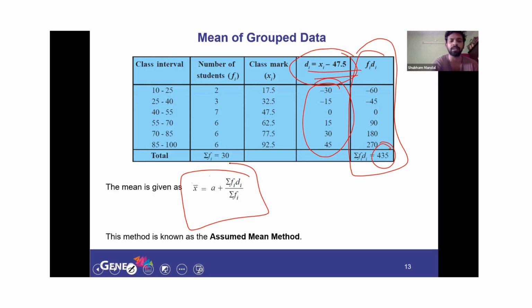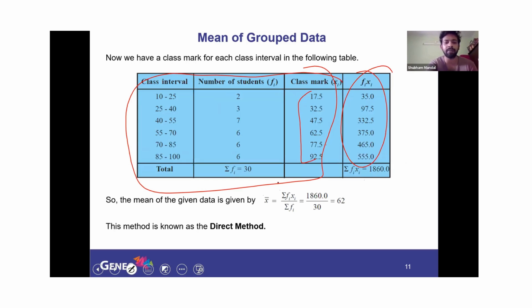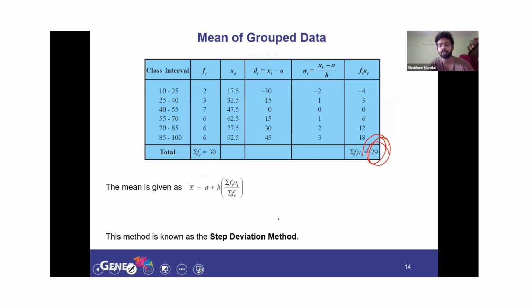Mean will be given by this formula. See, the formula is changing from one method to another. In direct method, it was sigma fi xi by sigma fi. In the assumed mean method, it is A plus sigma fi di by sigma fi. And finally, step deviation method is one step further. Now that you have got the di column, you divide the di column with h, which is the class interval. You get ui, and the calculation becomes very easy. And here the rightmost column is fi ui. Mean is given by A plus h into sigma fi ui by sigma fi.